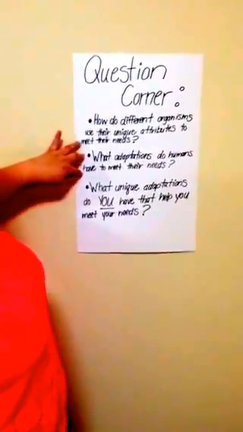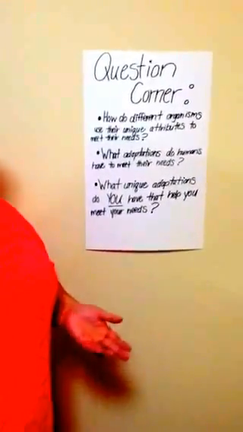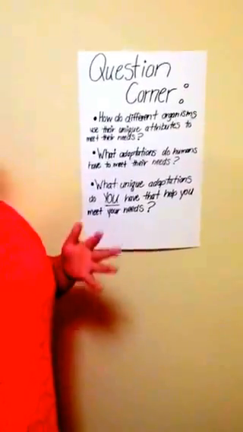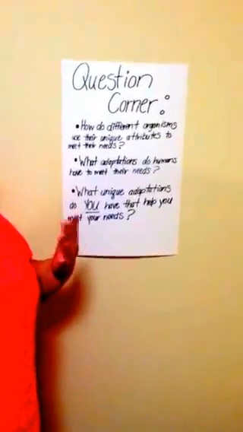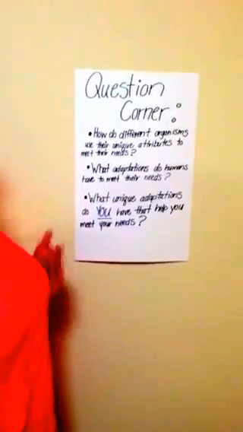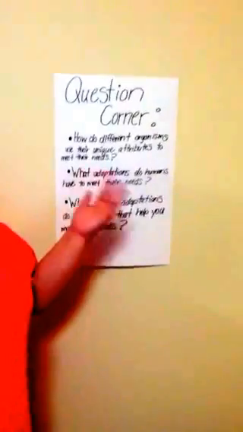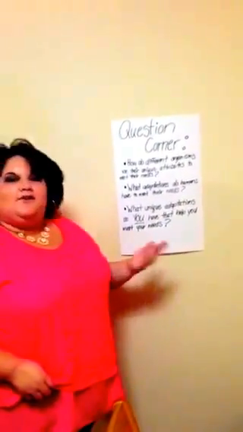The second one is, what adaptations do humans have to meet their needs? So humans are mammals, and so we have adaptations that we do and have that meet our needs. So think about a couple of those. And then what unique adaptations do you specifically have that help you meet your needs? Are you tall? Are you short? What physically and behaviorally are you doing or do you have that help you meet certain life needs?